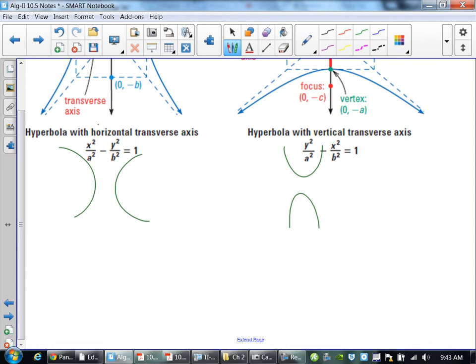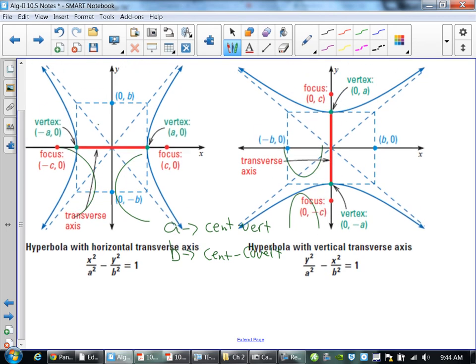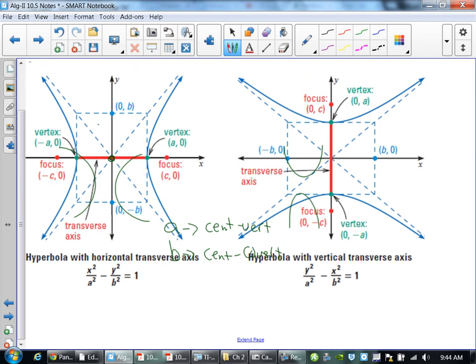Now, what a, b, and c still stand for: a is still the distance from your center to vertex. Your b value is the center to what's going to be called a covertex. It's not called that. What is it called? I honestly don't know. We could look it up. There is some fancy name for it. If your center is at the origin, your vertex is the value of a. The value of b just goes the opposite direction. Okay? That's all it is.